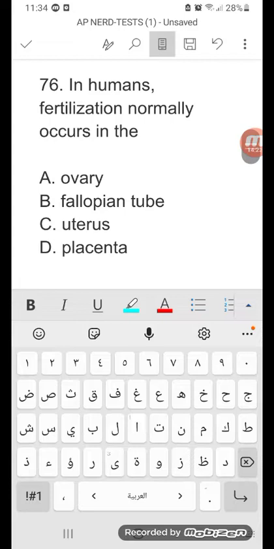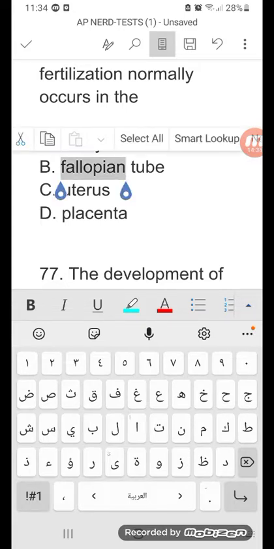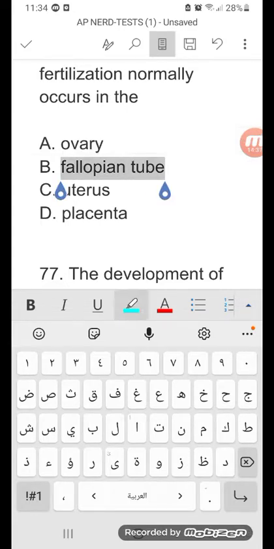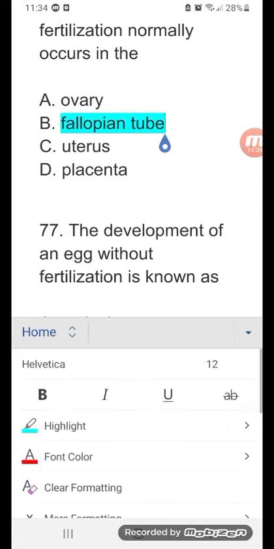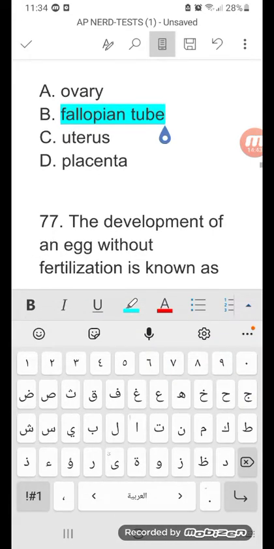In humans, fertilization normally occurs in the... Many students put the uterus or the ovary, but actually it's the fallopian tubes. Fertilization happens in the fallopian tubes. After that, the zygote moves down to the uterus.